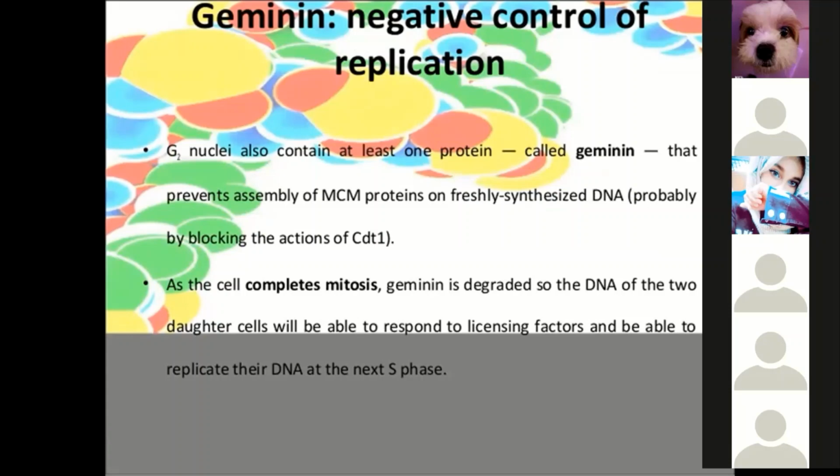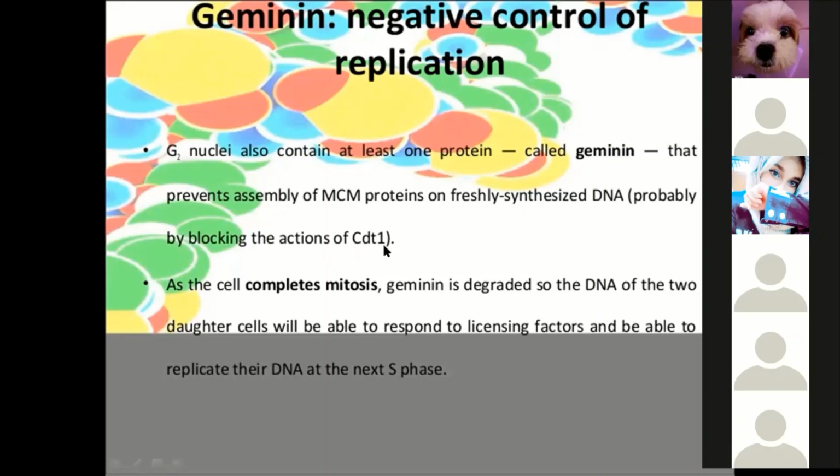So there is another control, which is called negative control of replication. There is a protein called geminin. G2 nuclei contain at least one protein called geminin. So after replication is over, after S phase, in G2 nuclei, it prevents assembly of MCM proteins on freshly synthesized DNA, probably by blocking the action of CDT1. That's why it is called a negative regulation, because it doesn't allow the assembly of MCM proteins on freshly synthesized DNA.